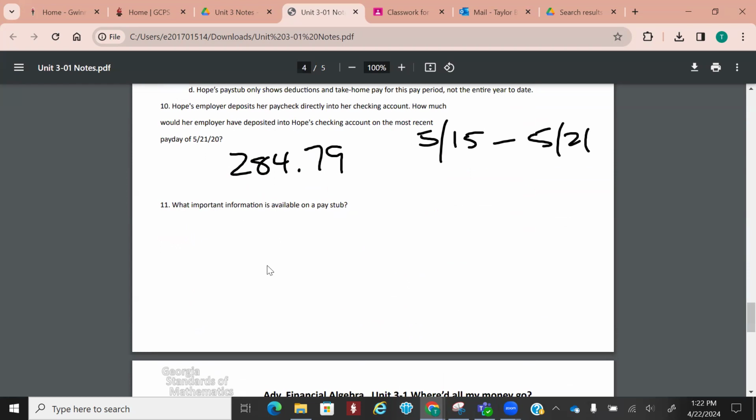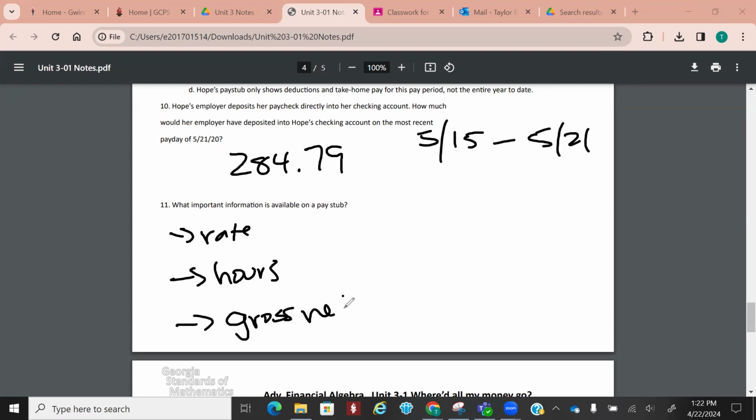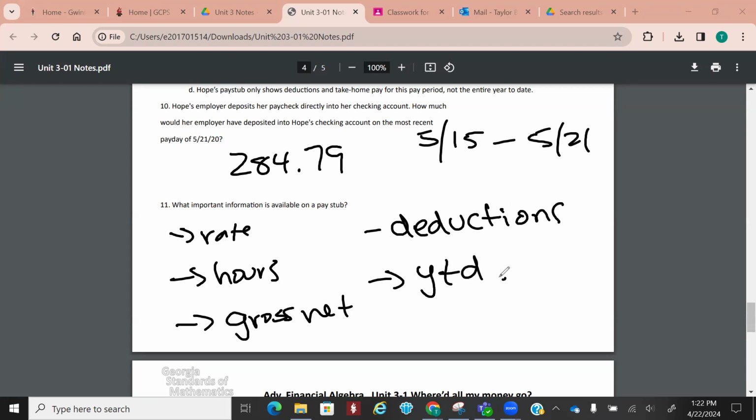Okay, what information is available on a pay stub? So this includes the rate, the hours worked, the gross and net pay, the deductions, okay, and then all the stuff year to date for all of those things as well.